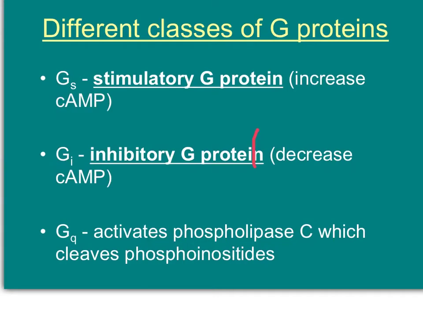That's similar to what? Cyclic GMP. What was the enzyme that made cyclic GMP? Guanylyl cyclase. What's this enzyme going to be? Adenylyl cyclase. Yet another word that has 2 Y's. We'll pick up there.